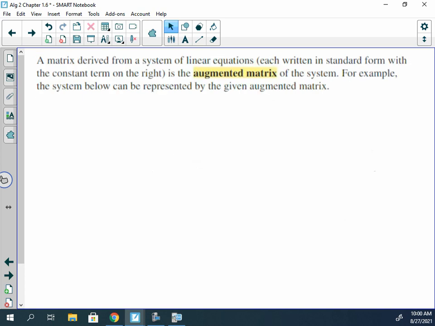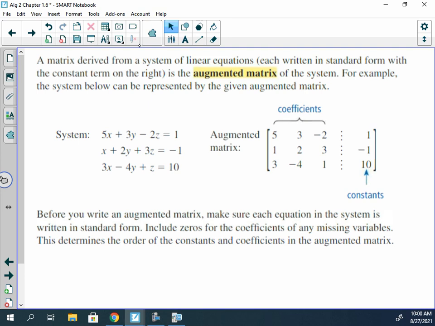A matrix derived from a system of linear equations, each written in standard form with the constant term on the right, is an augmented matrix of the system. For example, the system below can be represented by an augmented matrix. It's not listed there because I covered it up, but you don't have to write this down. We will be working with these. X, Y, Z, constant term. It is written as an augmented matrix where we remove the equal sign and the variables.